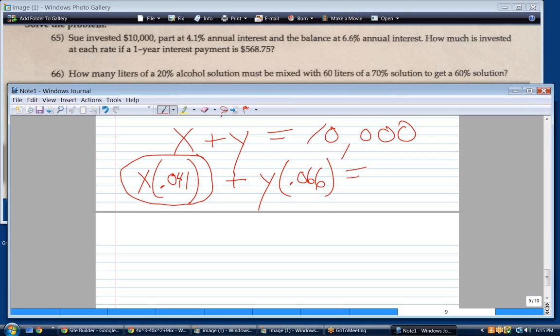And together, in other words, this is the amount of interest I earn on the x portion. This is the amount of interest I earn on the y portion. Together, they have to add to 568.75. Okay. There's your second equation.